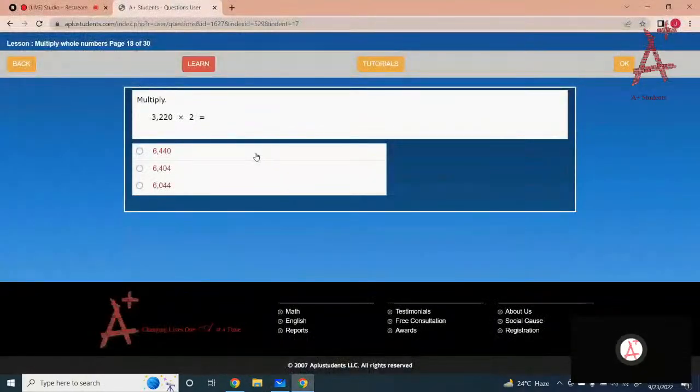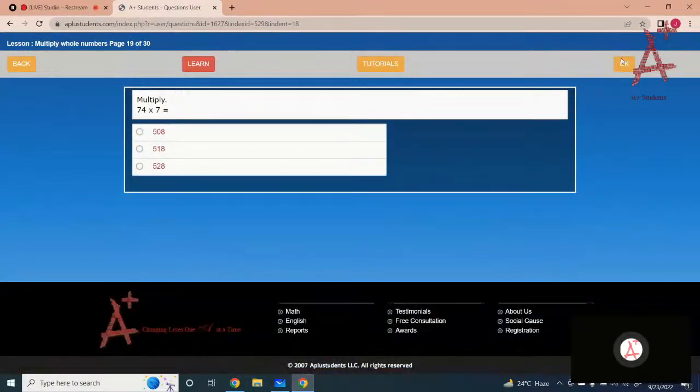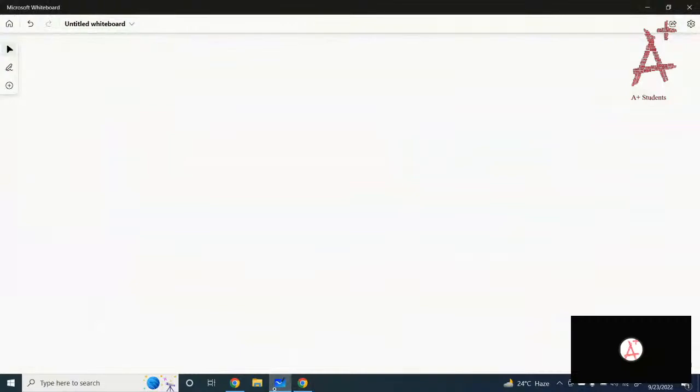Okay, the next one is 74 times 7. 7 times 4 is 28. Write a 8 here and carry 2. 7 times 7 is 49 and 49 plus 2 is 51. So it is 518. Got it?